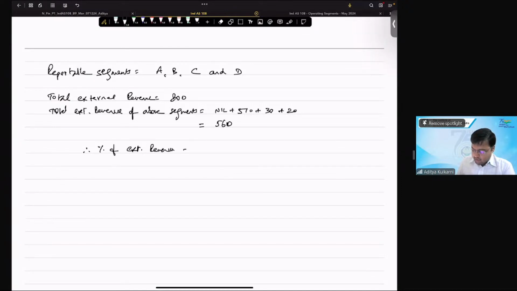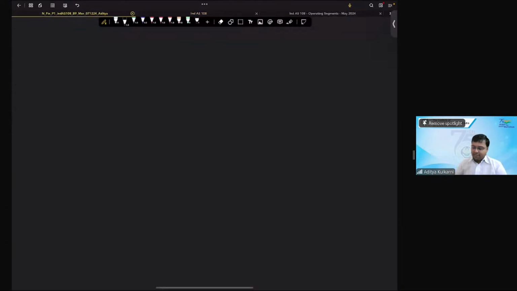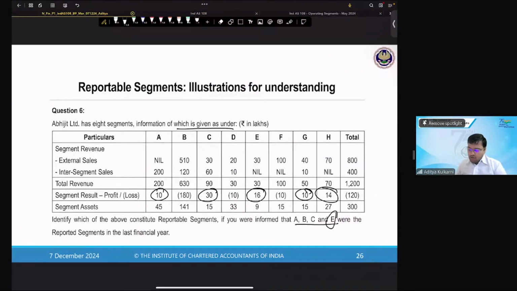560 by 800 is equal to 70%, which is less than 75%. So have I met the 75% external revenue criteria? Answer is no. So I still need to add further segments. So what have they given? Last year, E was also a reportable segment. So if E was a reportable segment, do I have to make E a reportable segment in the current period?